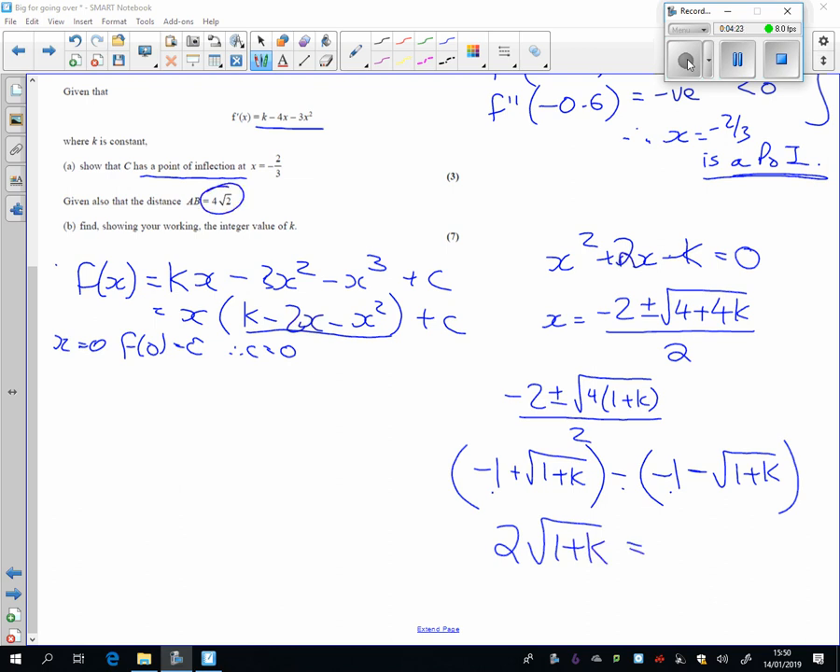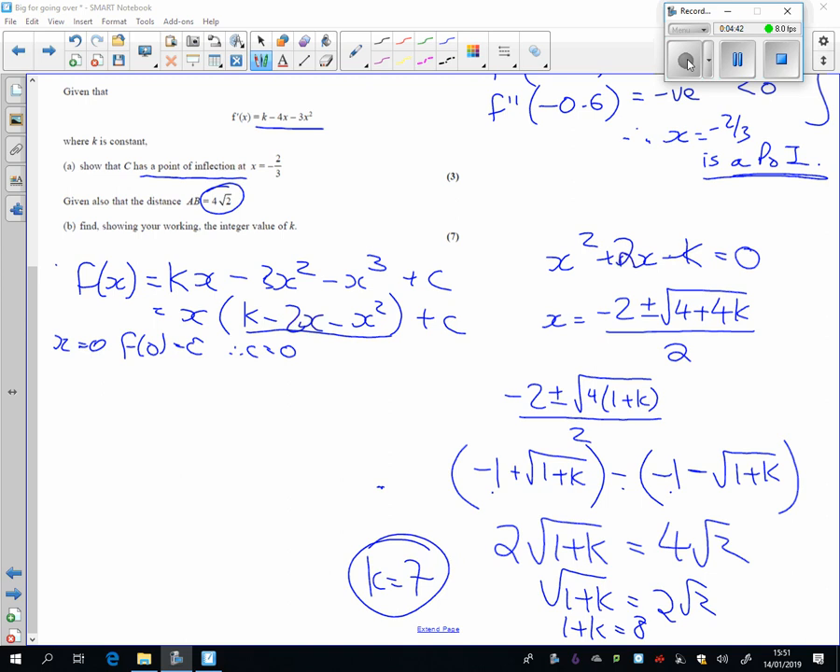The distance between the two of them is 4 root 2. So divide both sides by root 2. Divide both sides by 2. Square it. And take away 1. That gives me that k is equal to 7. That's my answer.